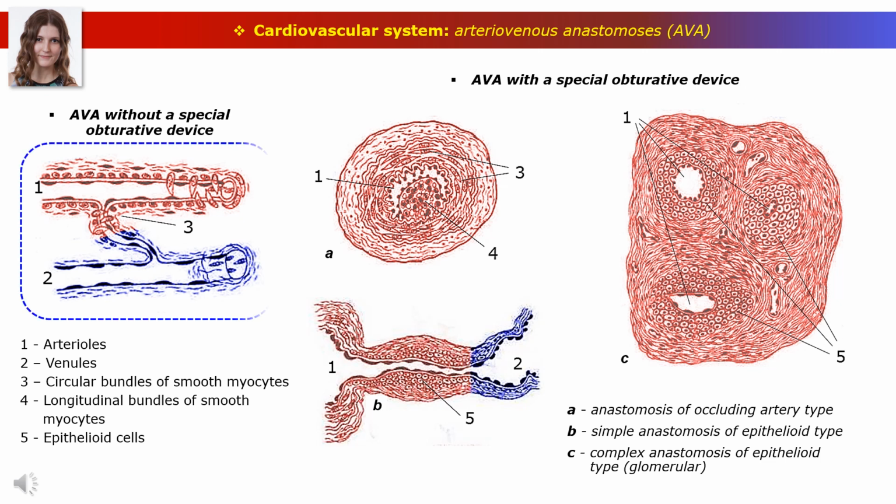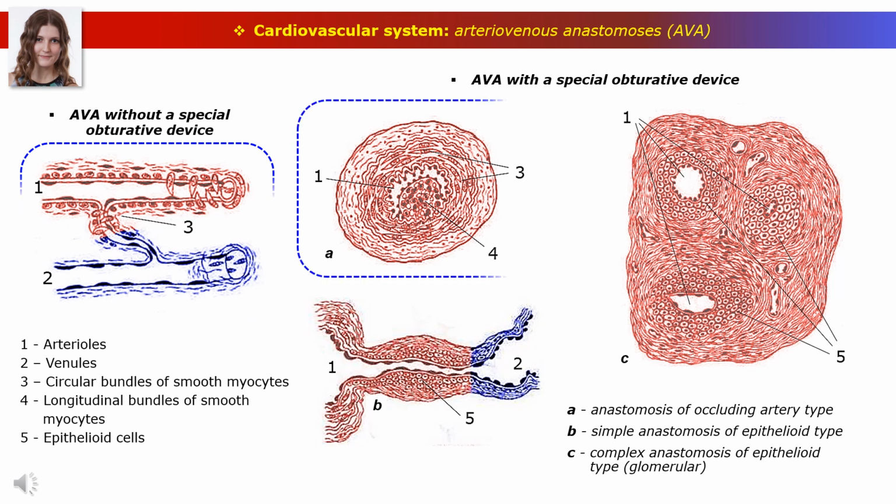Anastomoses without special obturative devices have circularly arranged smooth myocytes at the arterial end, which, when contracting, narrow the lumen of the vessel. Anastomoses with special obturative devices, in turn, are divided into anastomoses of occluding artery type and epithelioid type. Anastomoses of occluding artery type, in addition to circularly oriented smooth muscle cells, have ridges of longitudinally oriented smooth muscle cells protruding into the lumen of the vessel in the subendothelial layer. When circularly directed smooth myocytes contract, such a roller blocks the blood flow.